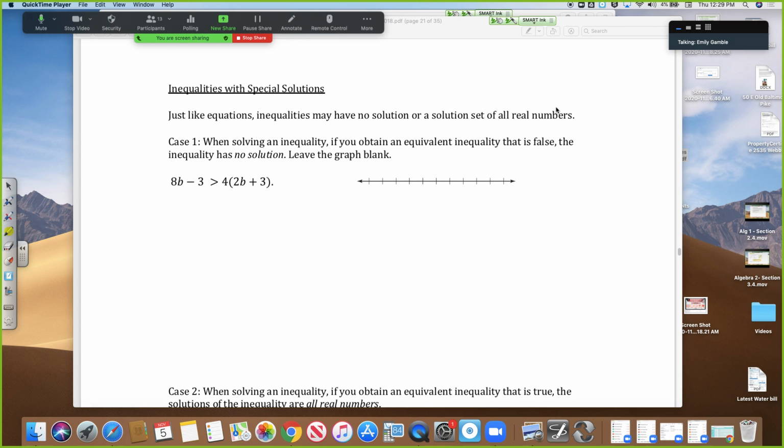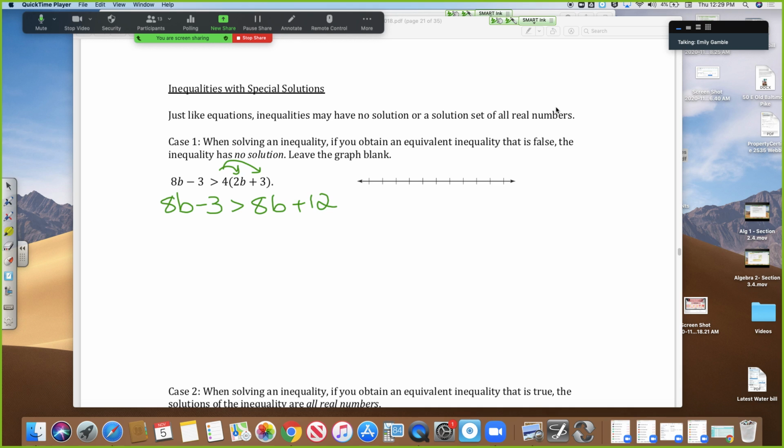In case 1, it says when solving an inequality, you obtain an equivalent inequality that is false. The inequality then has no solution. For example, if I go to solve the inequality 8b minus 3 is greater than 4 times 2b plus 3, the first thing I would do is distribute 4 times everything over here. I would get 8b minus 3 is greater than 8b plus 12.